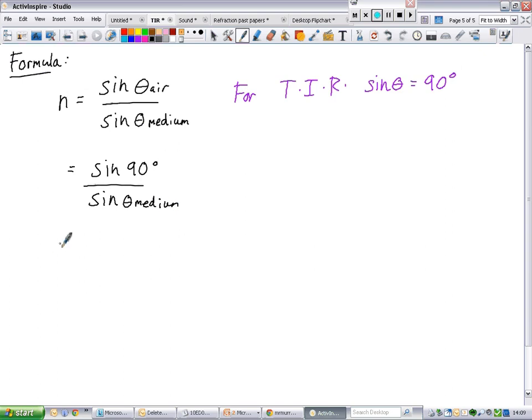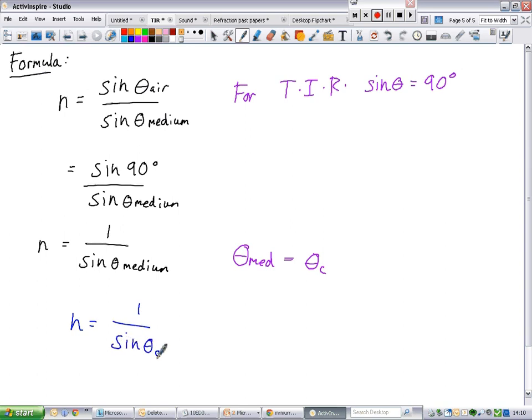So we end up with n being equal to 1 over sine theta in the medium, and then we need to look at what sine theta in the medium is at that point. What is this angle down here when this is 90 degrees? The answer to that is the critical angle. So we can say that the theta in the medium here is, we could call it theta c, or we could call it c. I'm going to call it theta c here. Therefore we end up with n is equal to 1 divided by sine of the critical angle.